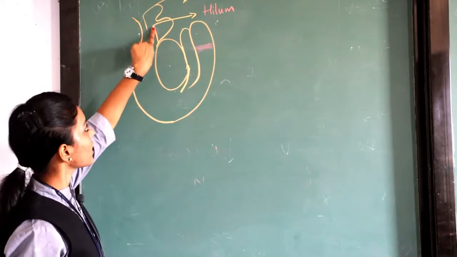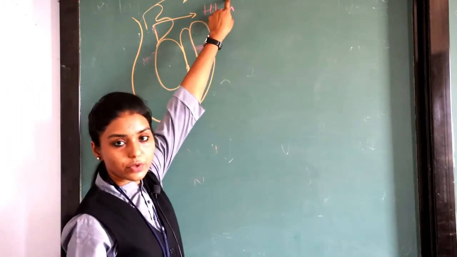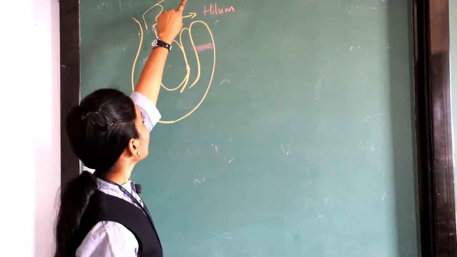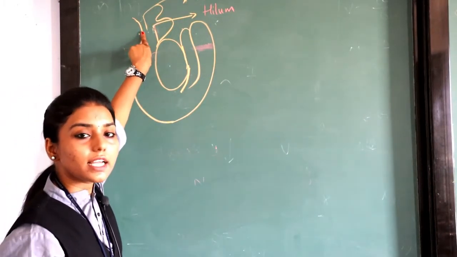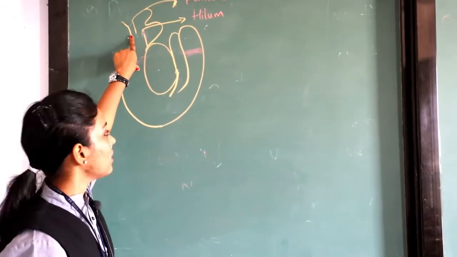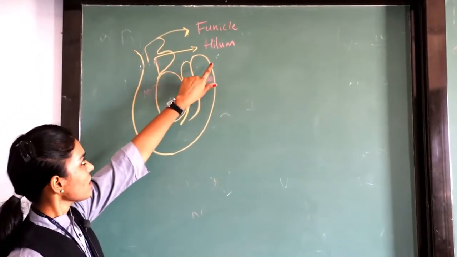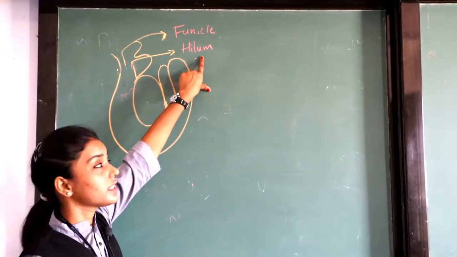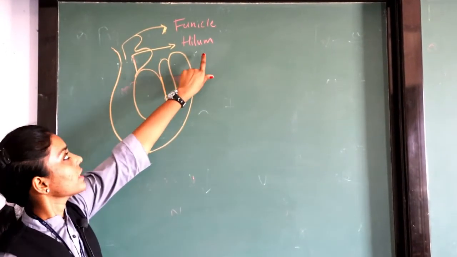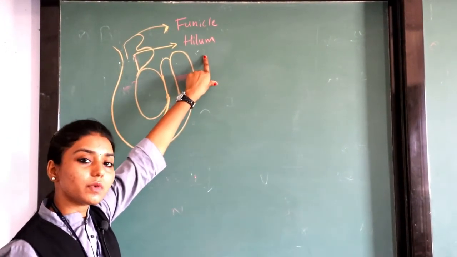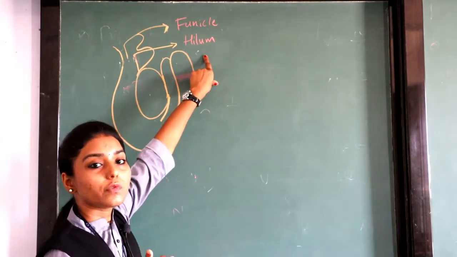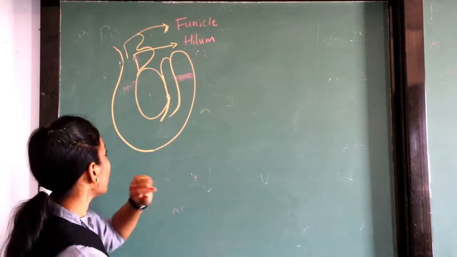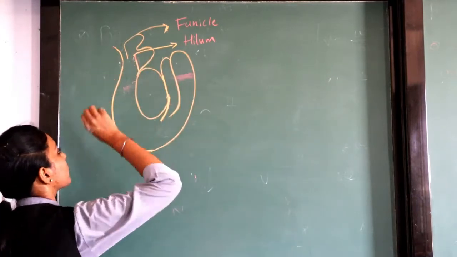I have mentioned two parts, in which I have said something regarding funicle and hilum. Funicle is a part of the ovary which attaches with what? It attaches with the placenta, whereas hilum is a part which attaches with the funicle. So we can say that hilum is a link between funicle and what? Ovule or ovary. Okay, ovule we can say most of the time.